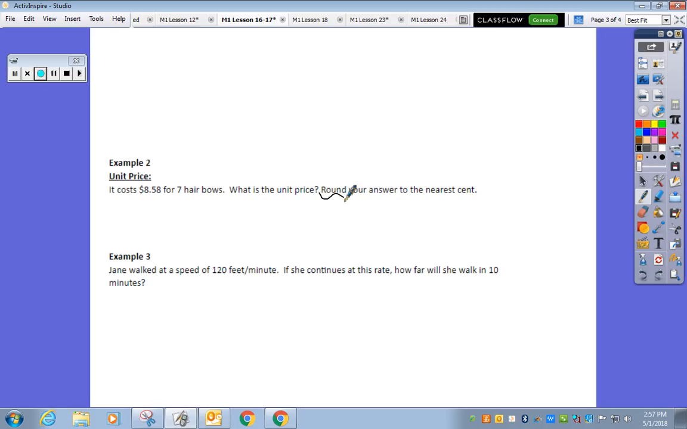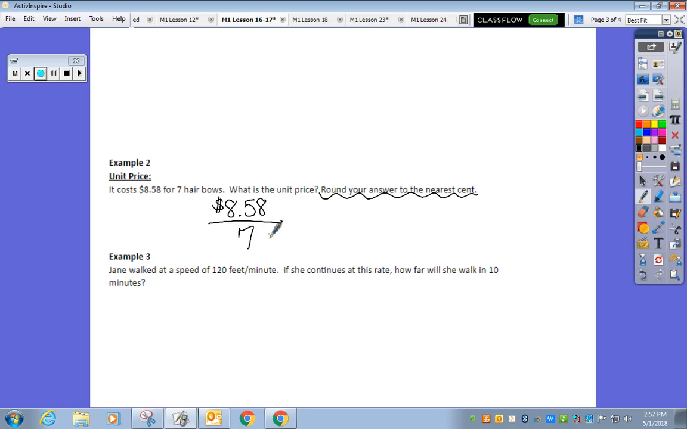Now, this is going to be important when we're talking about money. When we're talking about money, you should always round your answer to the nearest cent. So if it doesn't work out exactly to the hundredths place, it goes further than the hundredths place, you're going to want to round your answer. So the way I'm going to set this up is I'm going to put my money on top, because unit price is how much it is for one item.